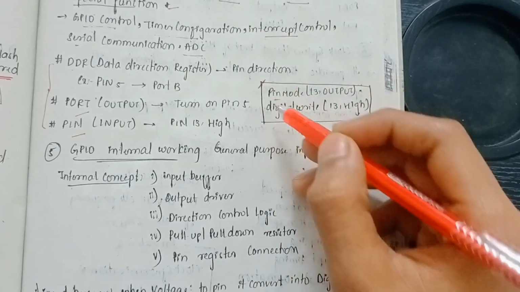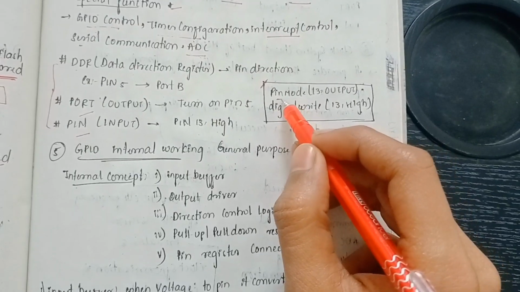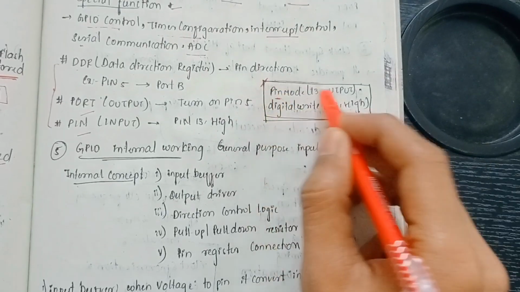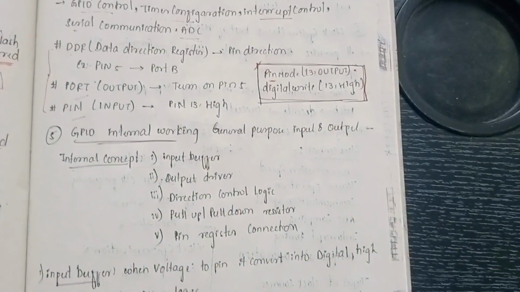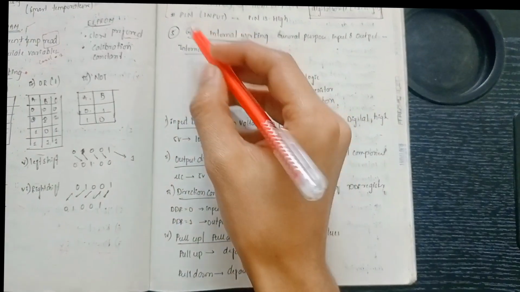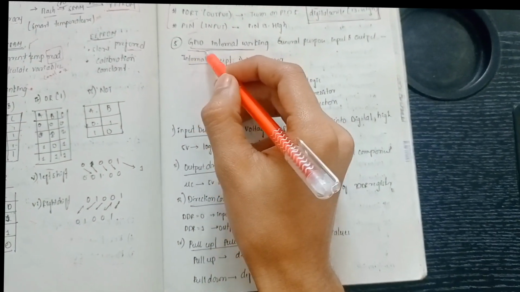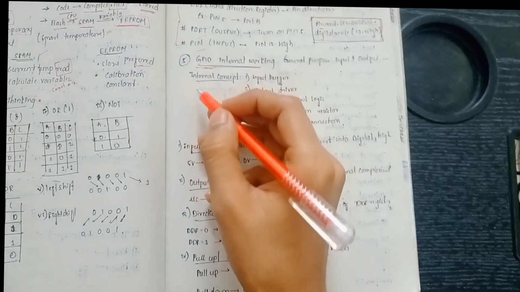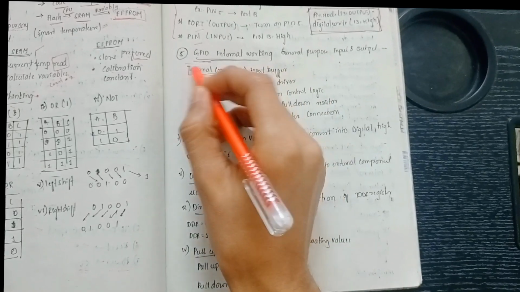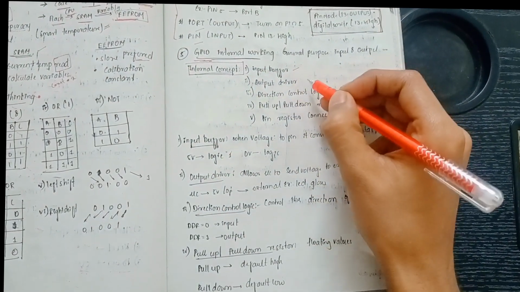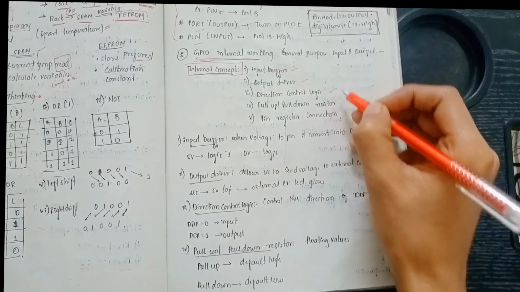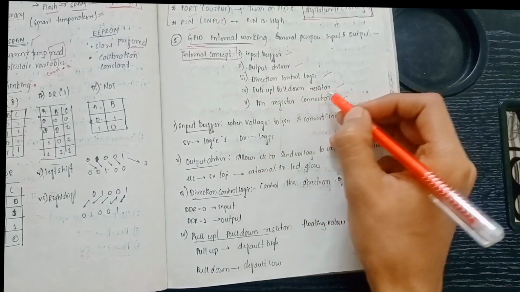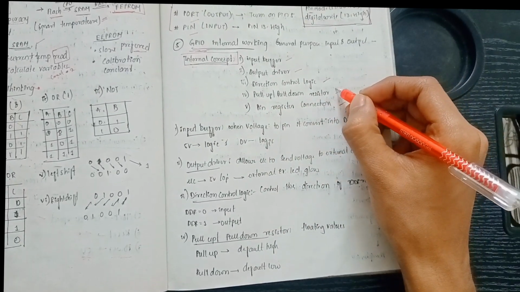This is the type of syntax which would be written for explaining registers in Arduino. Let's get more knowledge about GPIO internal working. General purpose input and output terminals. The internal concept goes like it has input buffer, output driver, direction control logic, pull up and pull down resistors, pin register connection. Pull up and pull down resistors have been covered in D1.